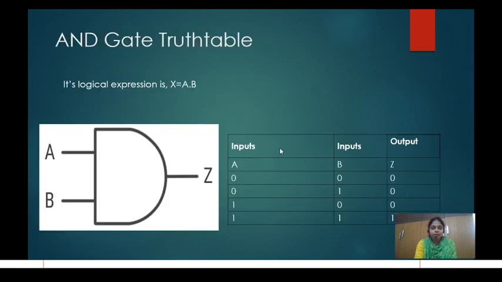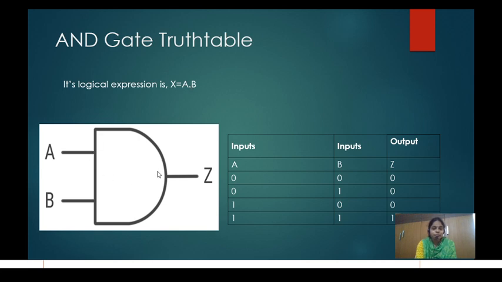Here we can see the AND gate logical expression, the logical symbol and the truth table. What is a truth table? The table representation of the input combinations and the output is called the truth table. The logical expression is x is equal to a and b. This is a multiplication operation, so the AND gate can be used for the multiplication operation. That's why it is x is equal to a and b.